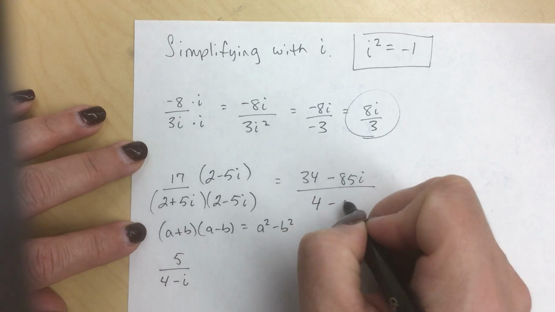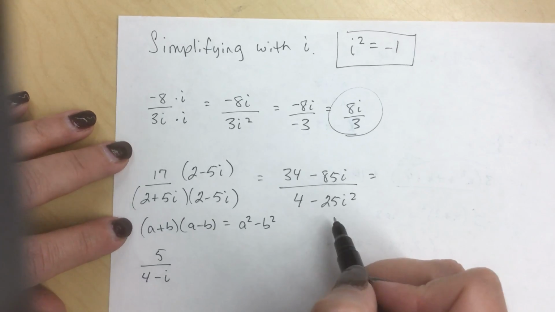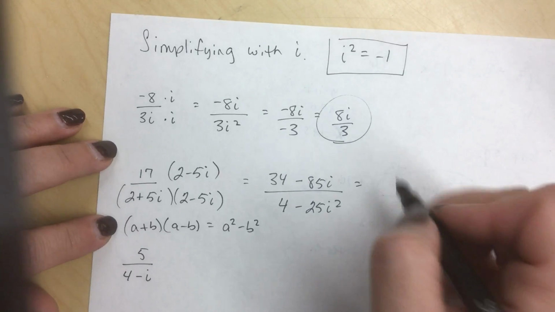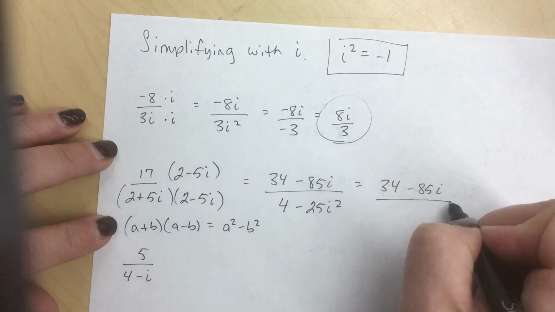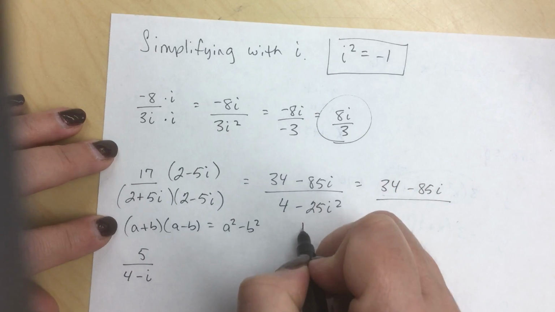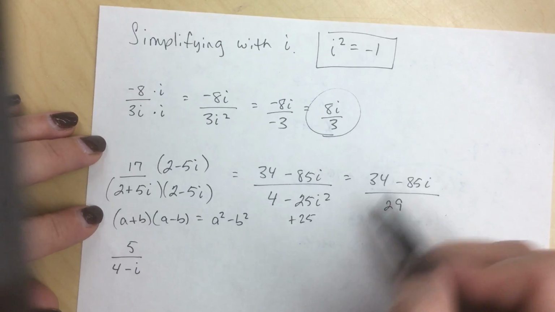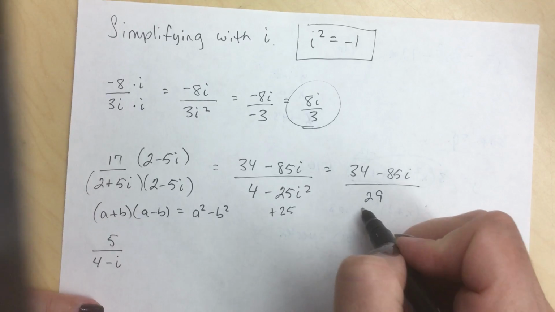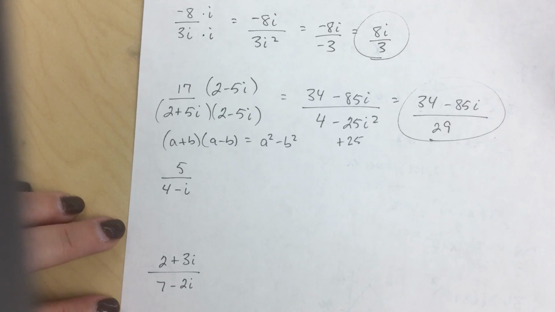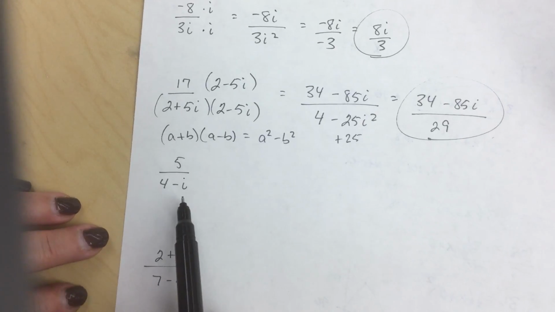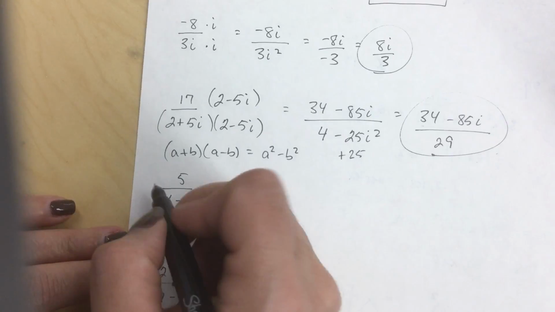So I'm going to get 4 minus 25i squared. So it will always result in addition on the bottom. So 34 minus 85i over 4 plus 25, so I get 29. And then you would reduce if anything would reduce, but 29 is prime, so it won't. Okay, so this would be a good time to pause the video and you try to do this one. We'd work it the same way as the one above. So I'm going to go ahead and work it now.